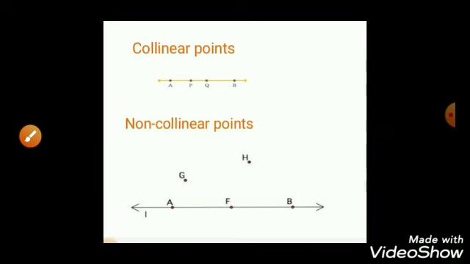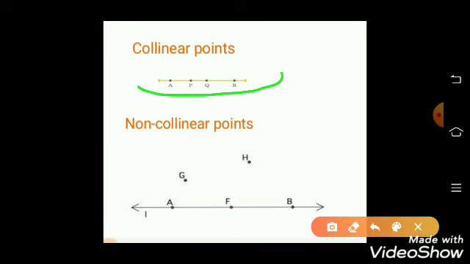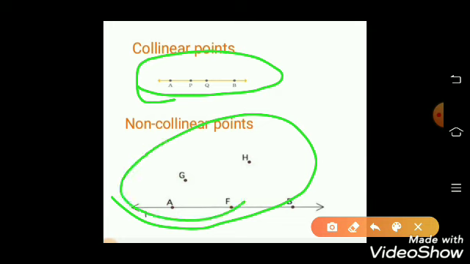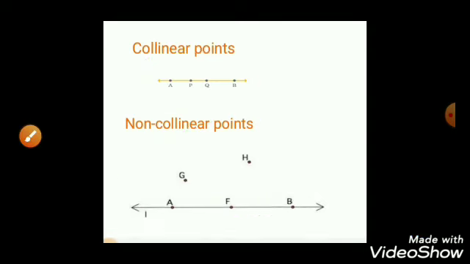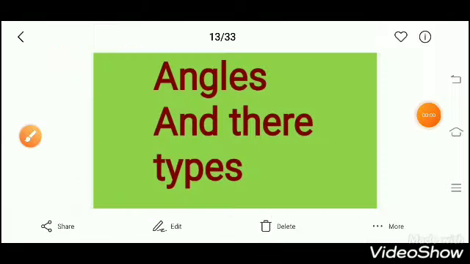One example: collinear, lie on the same line. A, P, Q, B lie on the same line, so that is called collinear points. Here they do not lie on the same line, these are different points, so that is called non-collinear points. Do you understand, students?